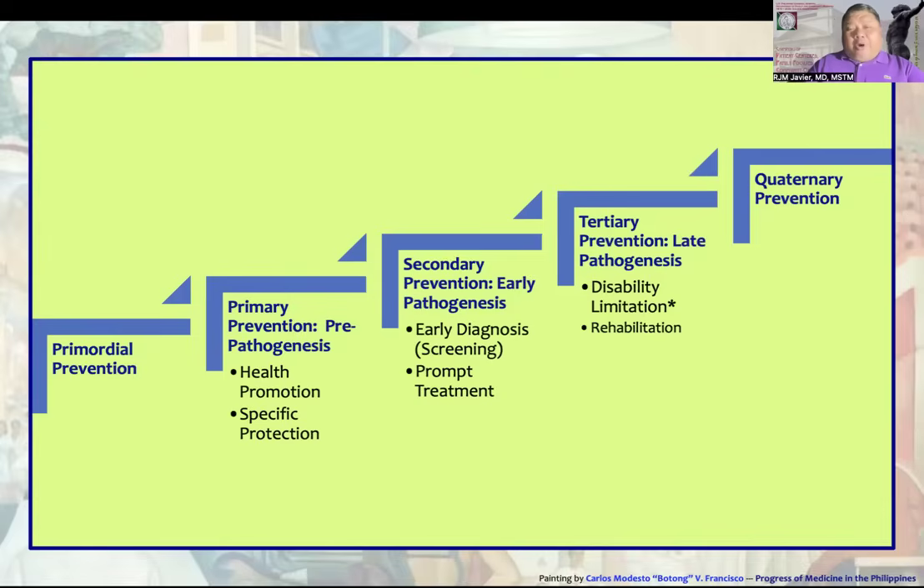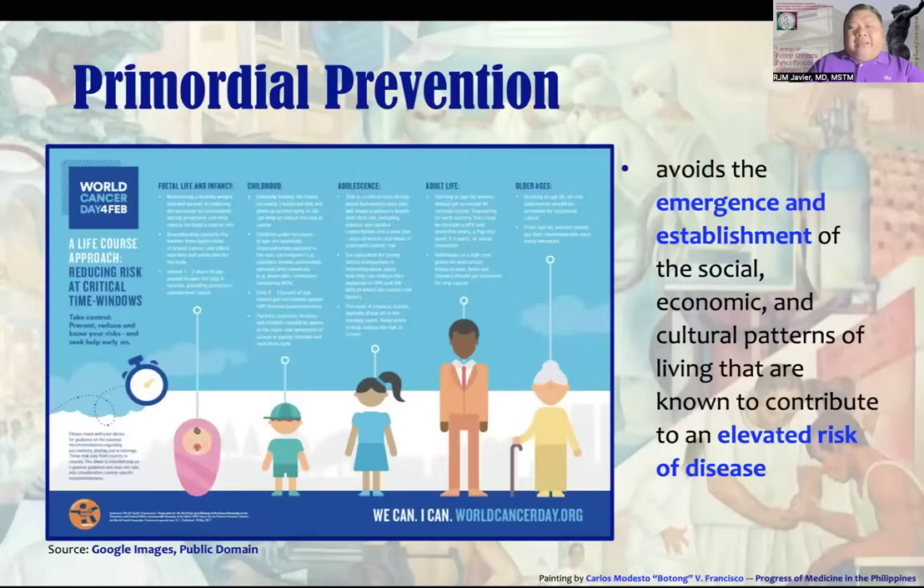Now, what is primordial then and what is quaternary? The primordial prevention is very similar in concept with your primary level of prevention. Basically, it avoids the emergence and establishment of the social, economic, and cultural patterns of living that are known to contribute to an elevated risk of disease.